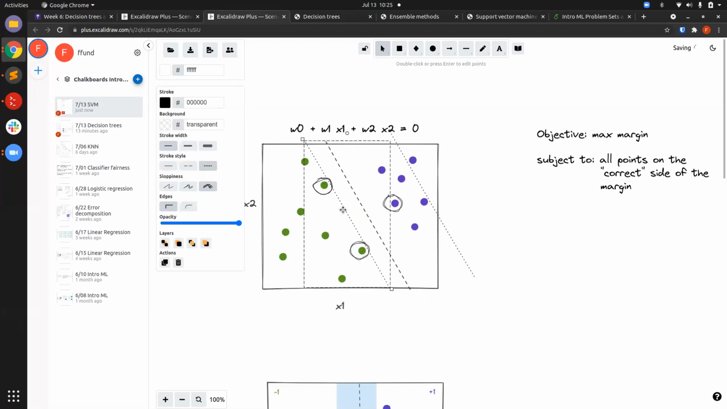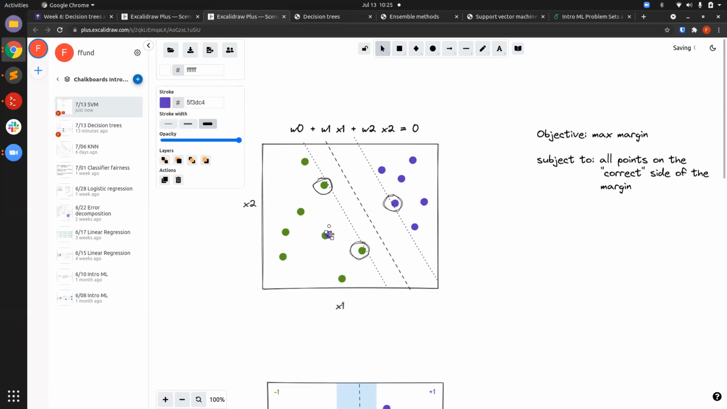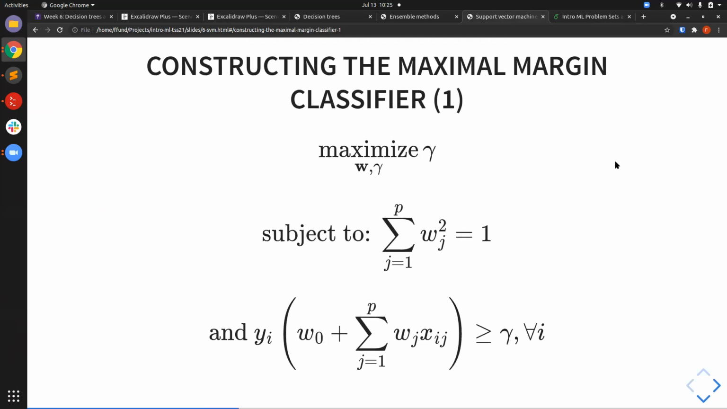So we don't want, let's say, a point outside the margin here. That's not on the correct side. So this is the optimization problem we want to solve. Okay. So we could express that actually like this. So we're maximizing the margin.